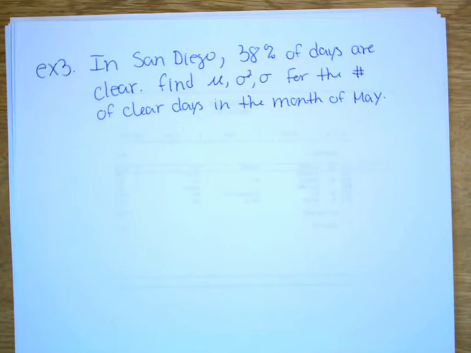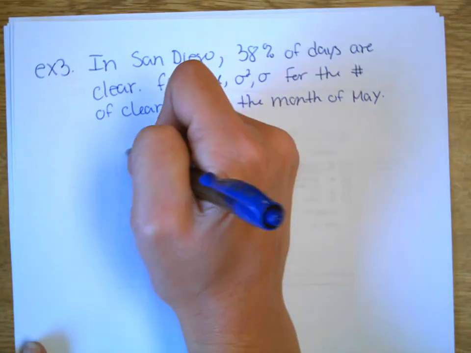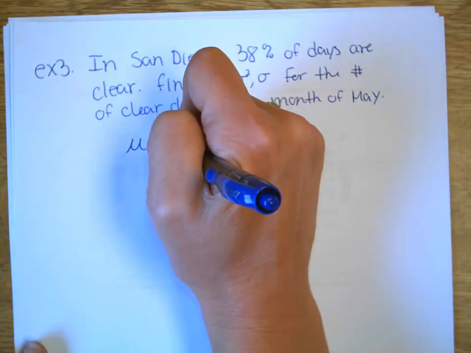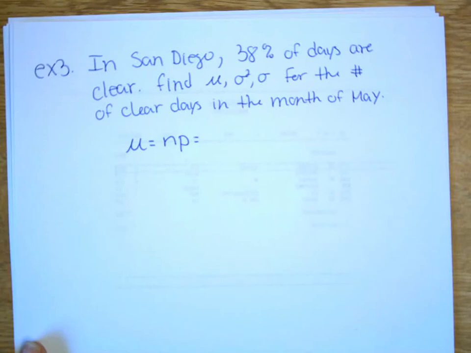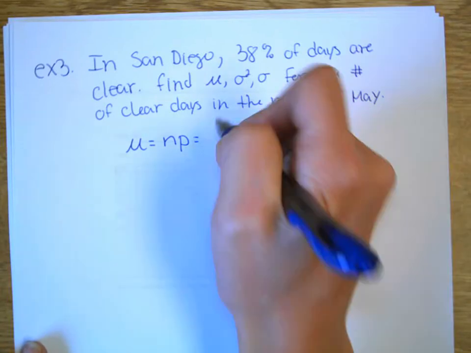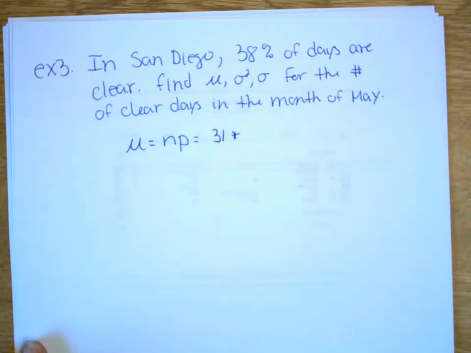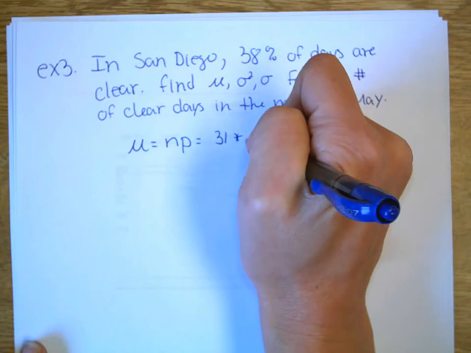So this is a binomial situation. We're going to use those shortcut formulas because I'm only asking for the mean, variance, and standard deviation, not for any probabilities. I could ask what's the probability there's 10 clear days, but we're not. The shortcut formula for mean is n times p. N is the number of trials. How many days am I looking at? 31 days in May. What's the probability of a clear day? 0.38.